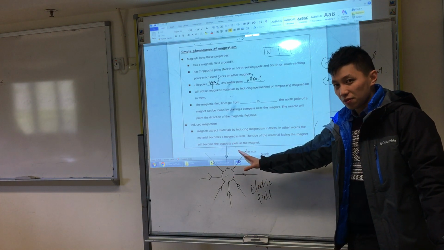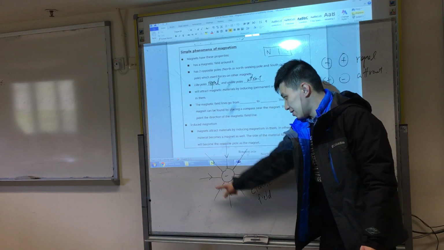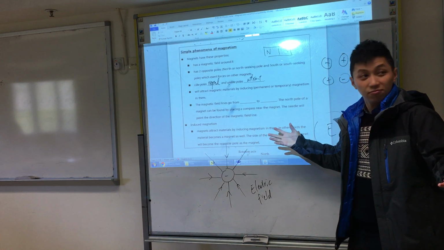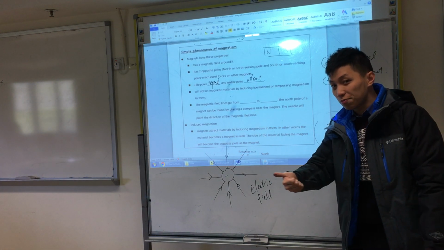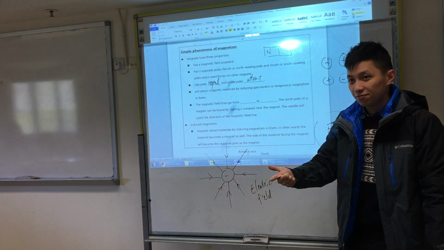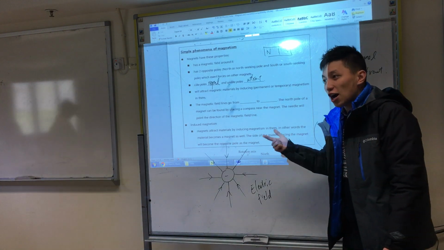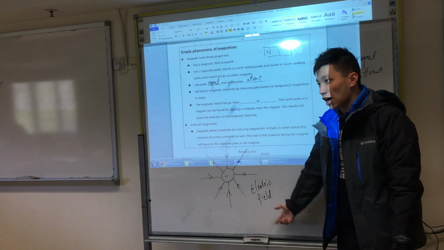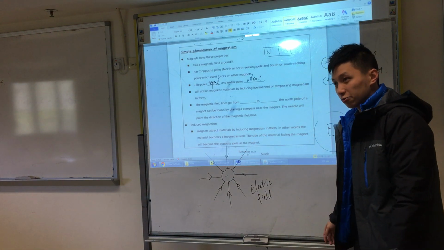What will experience a force in this situation? Not anything. It could be a proton. It could be an electron. So in general, that means what? Positive and negative charges. That means charged particle. Anything with charge. For example, if you got a balloon with charge, it will be attracted or repelled as well.